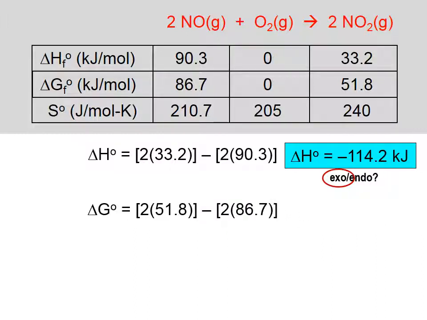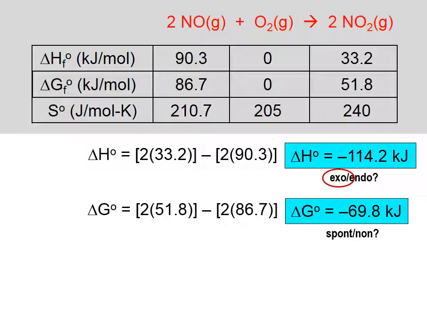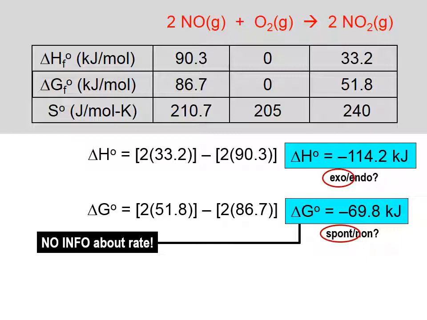We do the same thing for delta G naught. 2 times 51.8, that's the product side, minus, again we can skip the oxygen, 2 times 86.7, and that number comes out to be negative 69.8 kilojoules. What does that tell us about spontaneity or not? Definitely spontaneous. Delta G less than 0, that is delta G negative, is going to be spontaneous. This gives us no information about the rate, but it does tell us that this reaction would be spontaneous left to right.